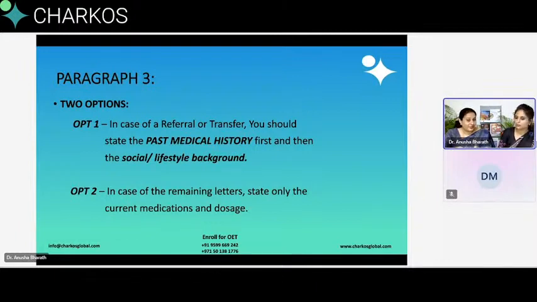To sum it up, if it is a referral letter or a transfer letter, you will be writing both past medical history along with the social or lifestyle background. Exactly. In an update letter, you will normally not mention it. You will write only about the current medications and dosage. Exactly. So only the current medications and dosage are required in the third paragraph in the second option.